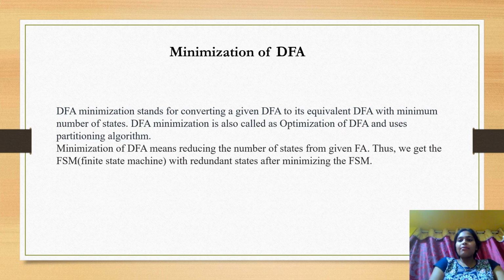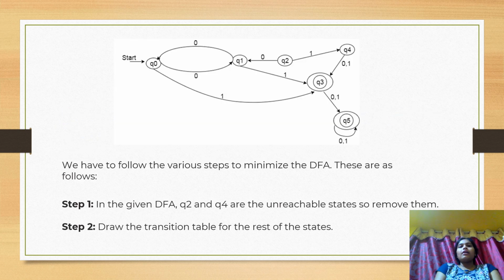So, by this definition, we have known that the conversion of a DFA to its equivalent DFA with minimum number of states is called minimization of DFA. Minimization of DFA means reducing the number of states from the given FA. Thus, we get a finite state machine. So, this is the definition of minimization of DFA. Now, let's take a numerical example.